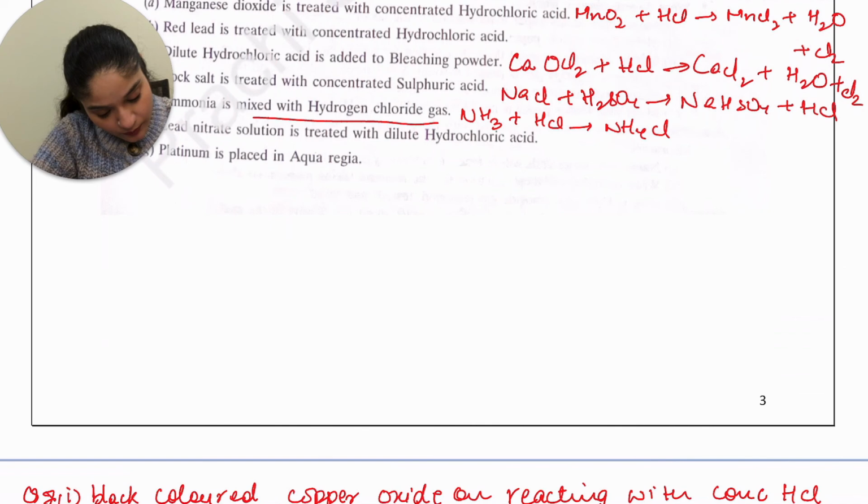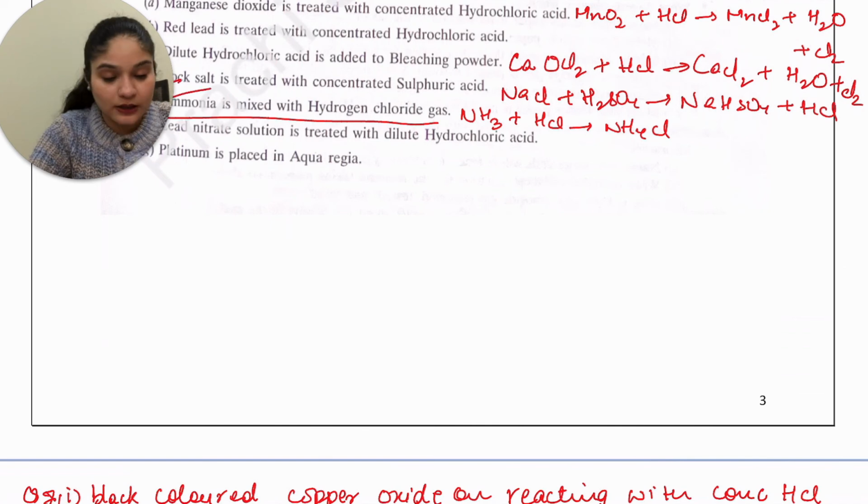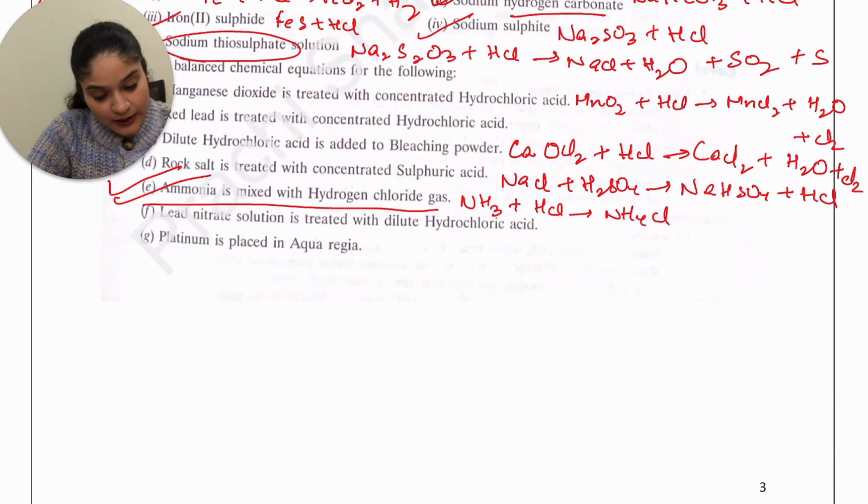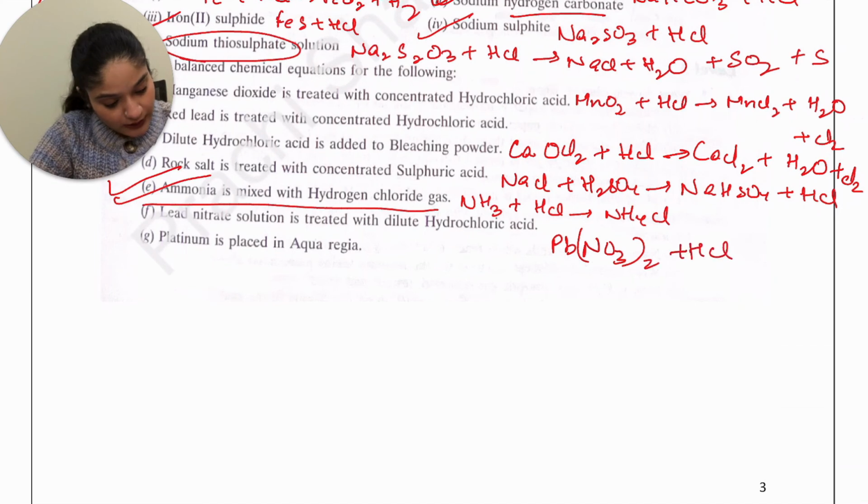This equation is important. They can ask this in many forms. They can say two gases combine to form a solid, or they can say one acidic gas and one basic gas combine to give a compound. What is that? Give an example of it. So this equation is important. Then you have lead nitrate solution. So lead nitrate we also did in the beginning. So that is Pb(NO3)2, which we also did, plus HCl.